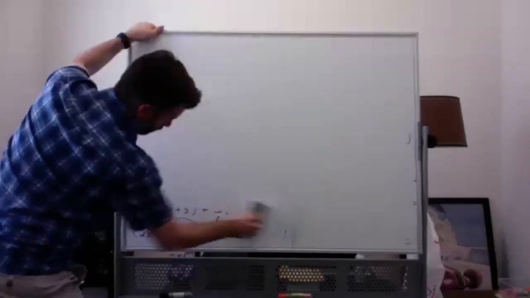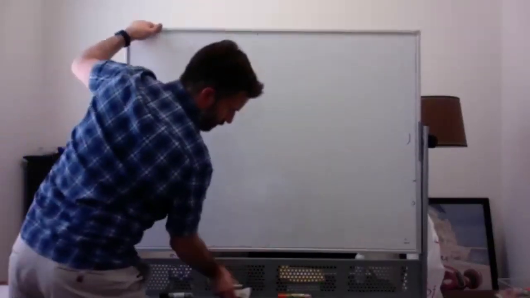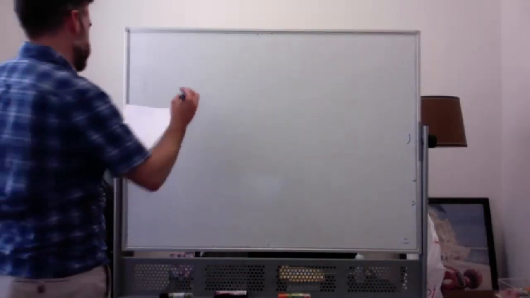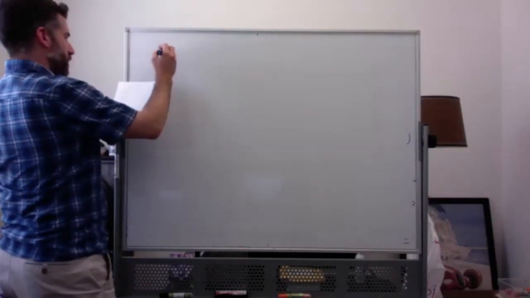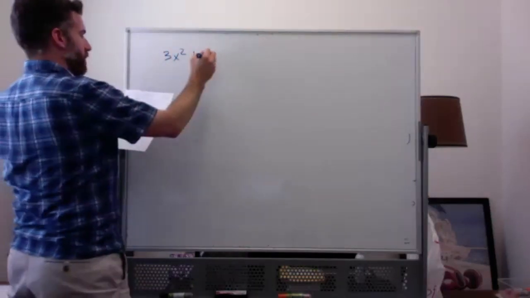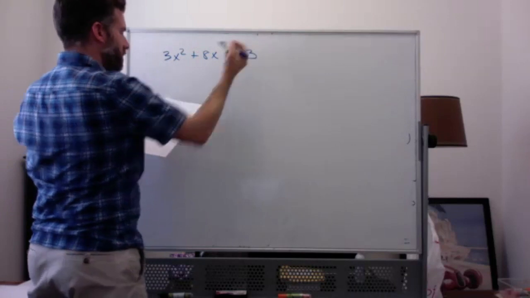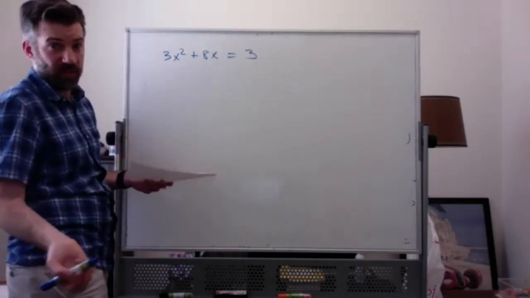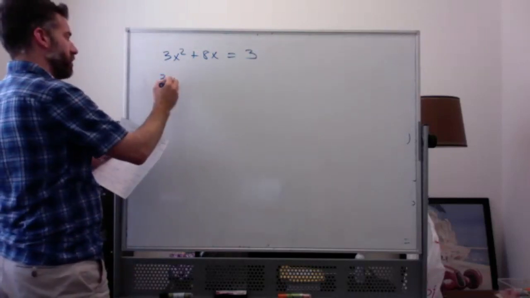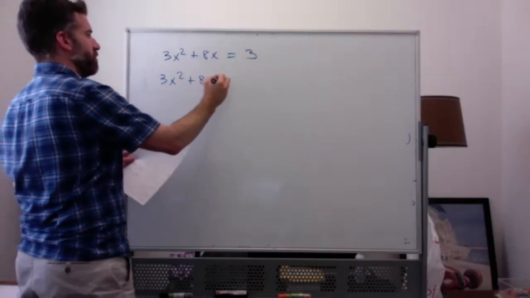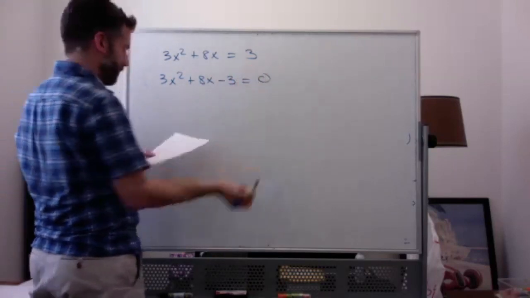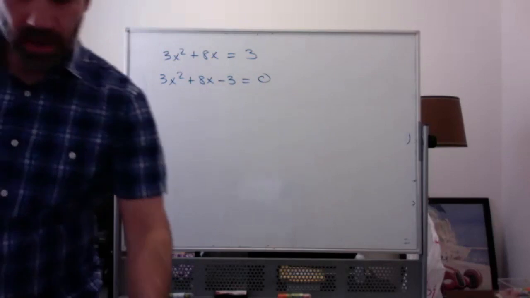So let me show you a couple more examples, and I'll try not to go over today. So let's look at this one. 3x squared plus 8x equal to 3. So first of all, I'm going to bring everything over to the left. So 3x squared plus 8x minus 3 equal to 0.